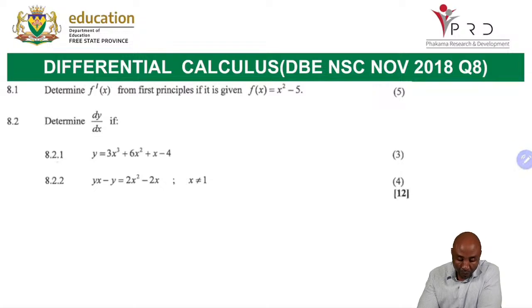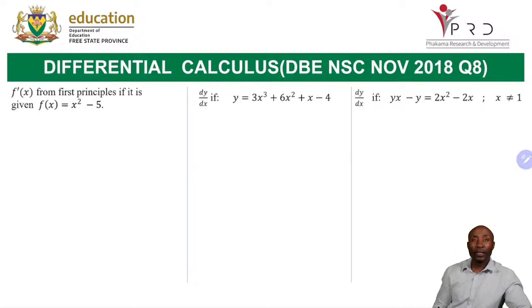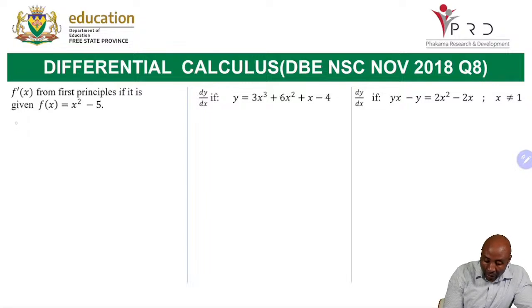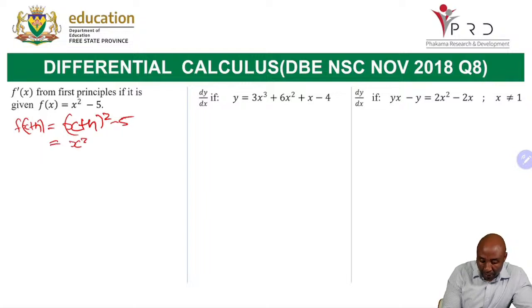Here is an example. This question is extracted from the November 2018 question number 8. We are supposed to find the derivative from first principles. So, for us to find the derivative, remember, we said we evaluate f of x plus h, which becomes x plus h squared minus 5. When we simplify this, it will give us x squared plus 2xh plus h squared minus 5.